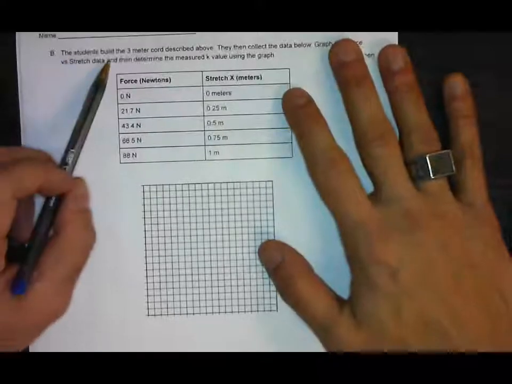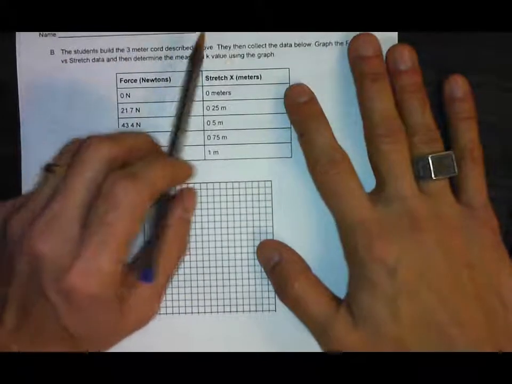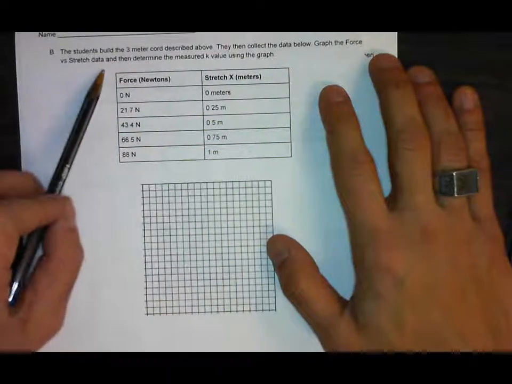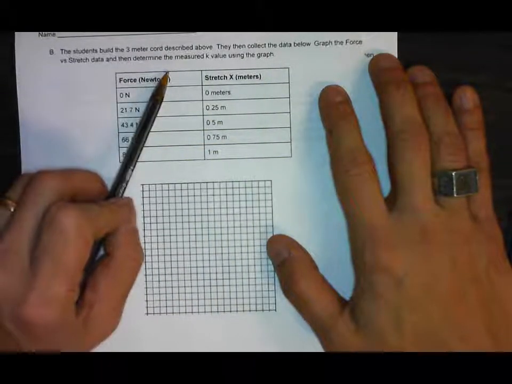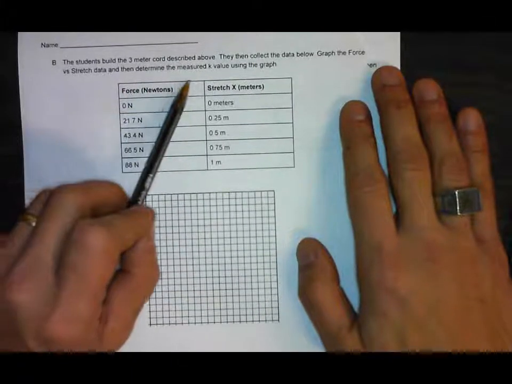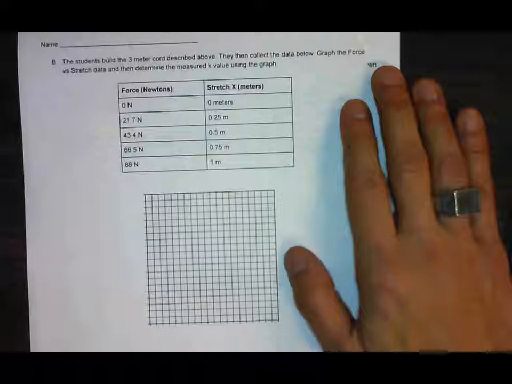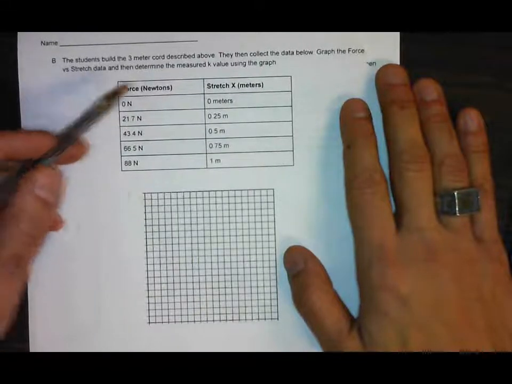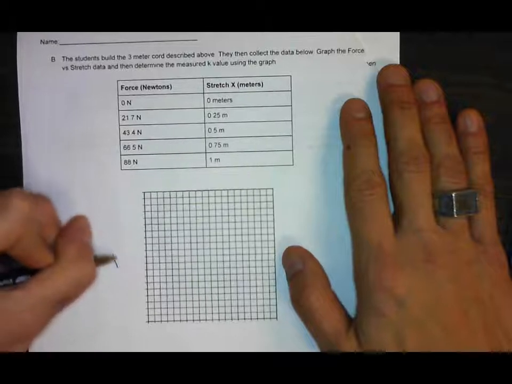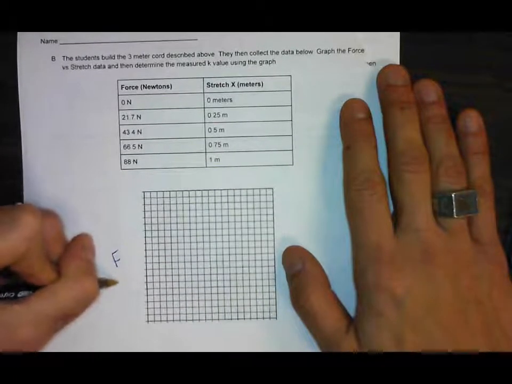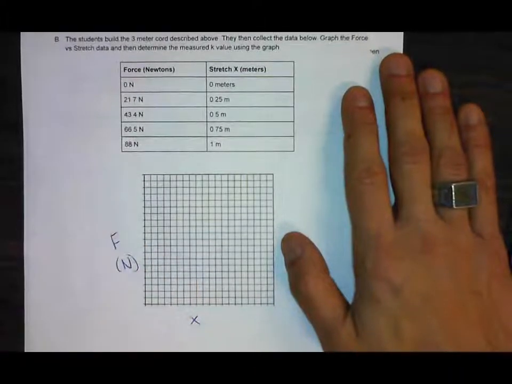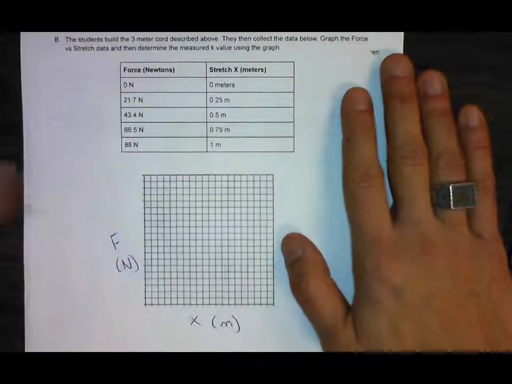All right, the students build the 3-meter cord described above. They then collect the data below. They graph the force versus stretch data, and then determine the measured K value using the graph. So here I have force, here I have stretch. So this is force versus stretch, so my force goes on the y-axis in newtons, and my stretch goes on the x-axis in meters.